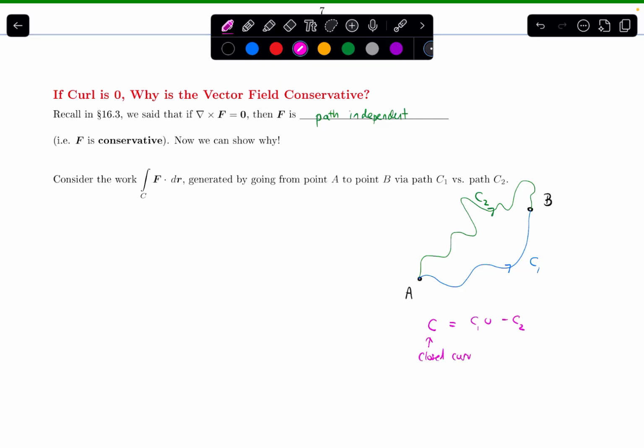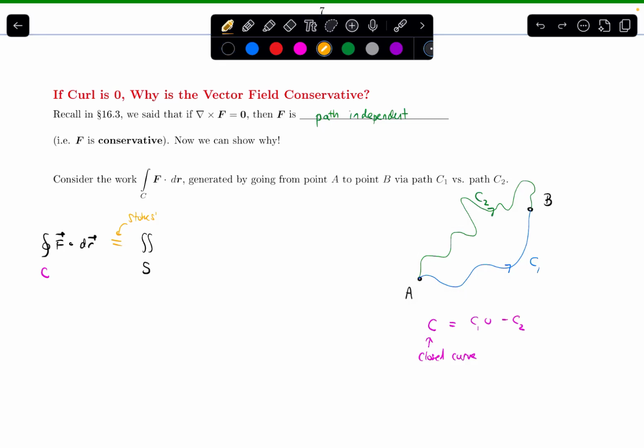So let's consider the line integral over C, this closed curve. Let me put it in pink, just because I've been putting it in pink. It's a closed curve, so I'll put a circle through my integral of my vector field dot dr. Because this is a closed curve, we can use Stokes' theorem. What Stokes' theorem says is this will become a surface integral over a surface S that has this curve C as its boundary curve.